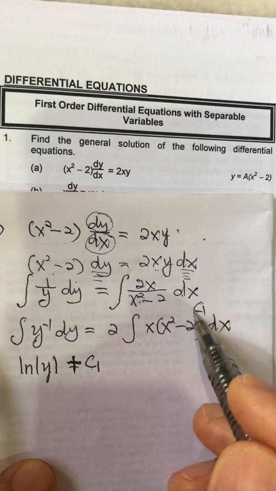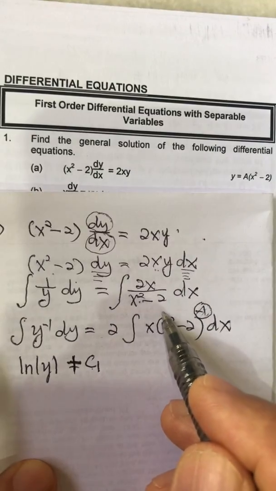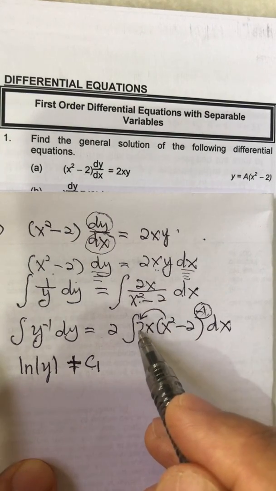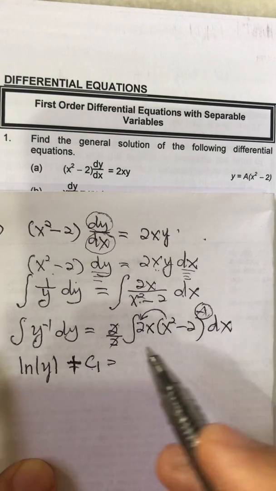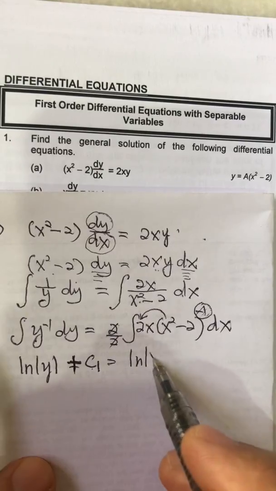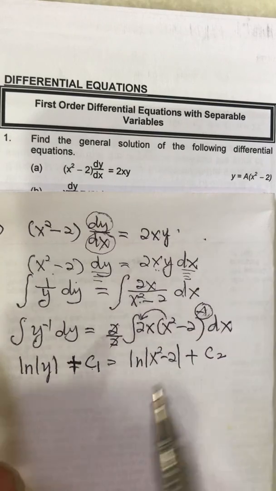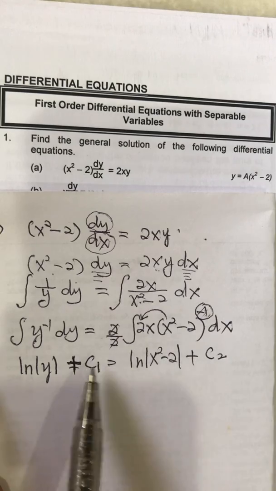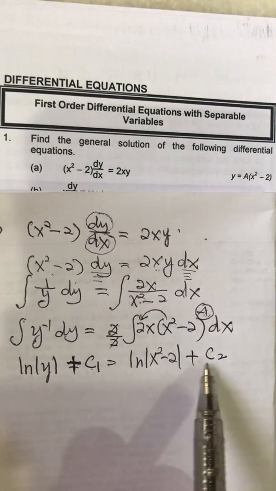So when you integrate this, you will get ln. What you have to do is differentiate the bracket. You have 2x here, we have added a 2, so we divide by 2, and the 2 can be cancelled. So the integral is ln of x squared minus 2, plus c2. When you integrate this side, you have a constant, and here you also have a constant. A constant means it's any number like 1, 2, 3, 4, 5, 6.